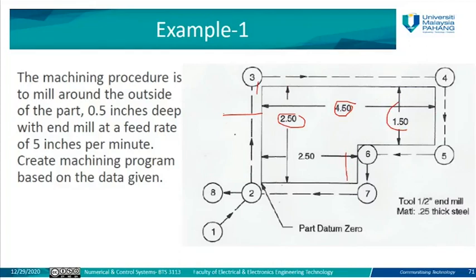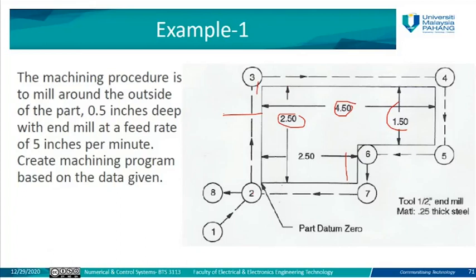Okay. So you need to define the different points here, starting from the reference point, which is number 1, and move to point number 2. Then from point number 2 to point number 3, you are going to use G01 because it's a linear movement. From 3 to 4, G01. From 4 to 5, G01. From 5 to 6, G01. To 7, G01, and return to the last point here.